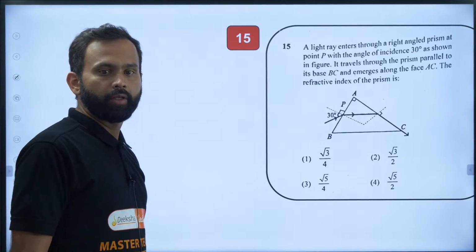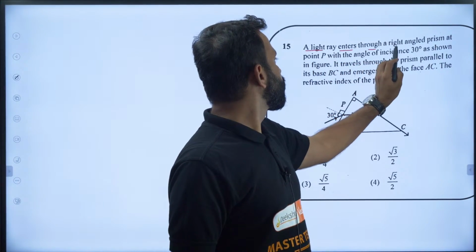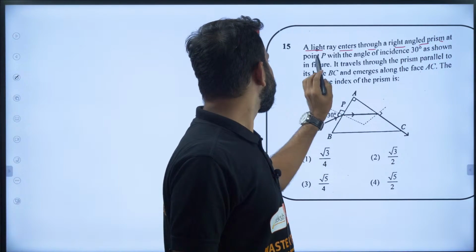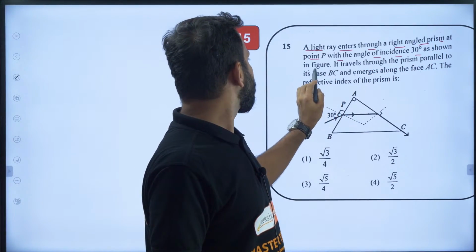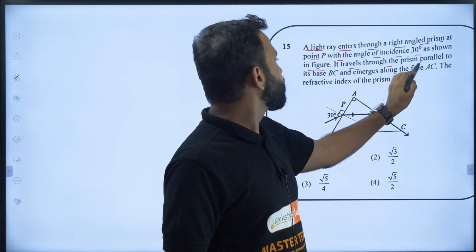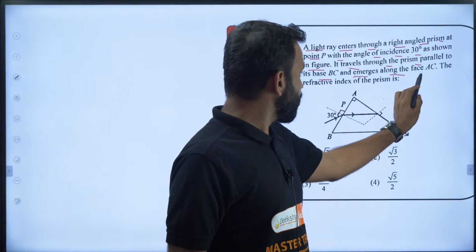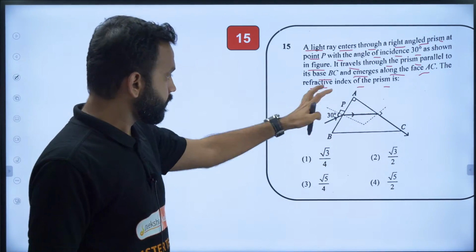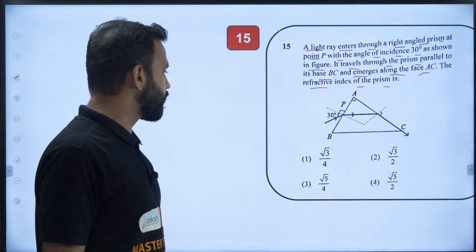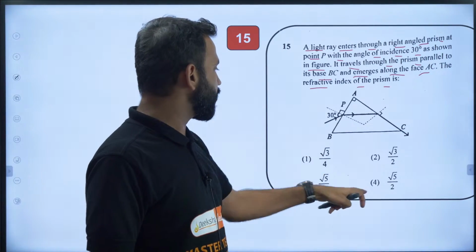Question number 15. A light ray enters through a right angled prism at point P with the angle of incidence 30 degree, as shown in the figure. It travels through the prism parallel to the base BC and emerges along the face AC. We need to find the refractive index of the prism. Here you don't need to calculate, just look at the options.